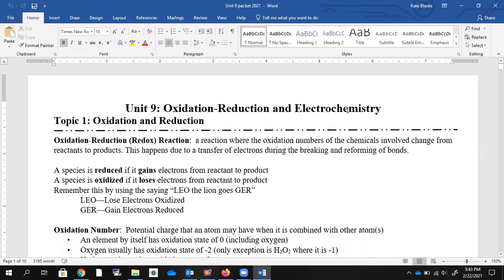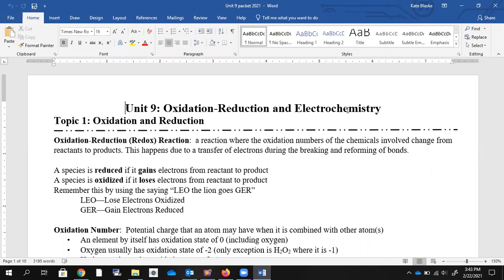Today we're going to talk about the first topic of our last unit, Unit 9. So we're going to talk about oxidation reduction reactions and electrochemistry in this unit. Today we're first going to introduce the idea of what oxidation and reduction are and how to recognize and deal with them in balanced equations.